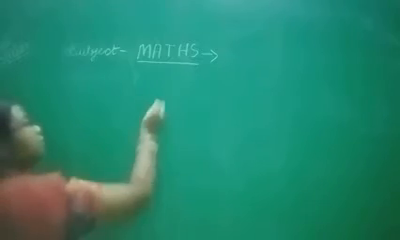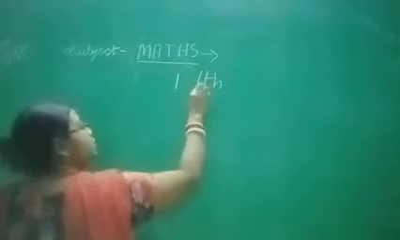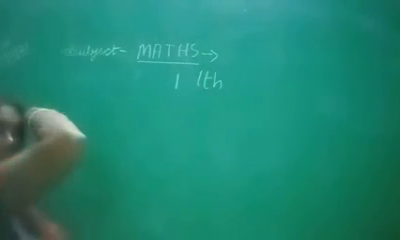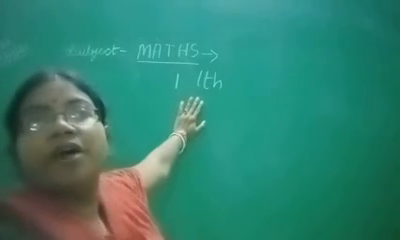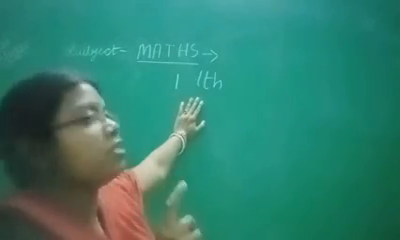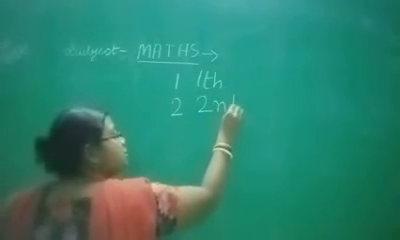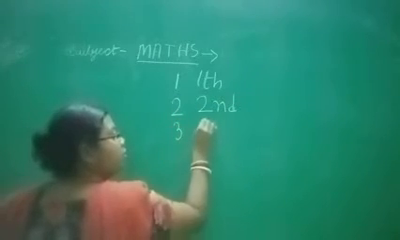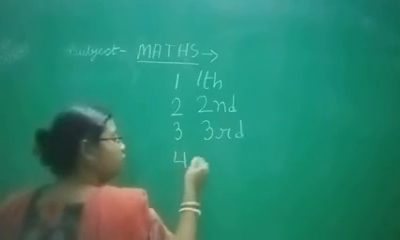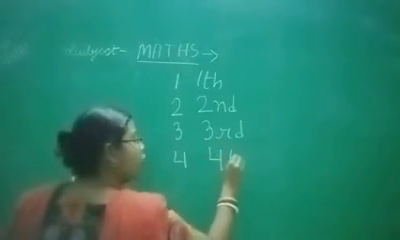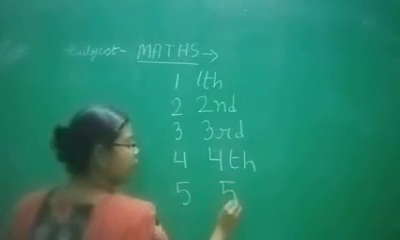One more time I am writing. See this one, 1 I am writing, 1 with ST. Now it shows the position. This number doesn't show the position. This number shows the position. It is at first position. It is first, and this is second. Then third. Then fourth. After that, fifth.